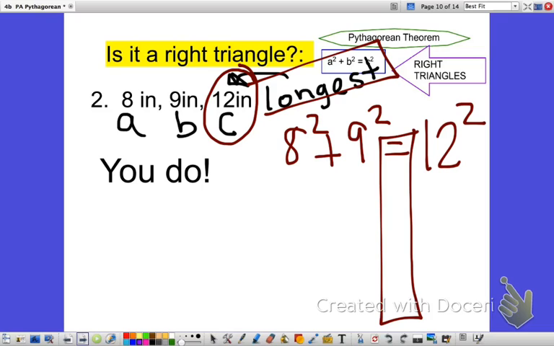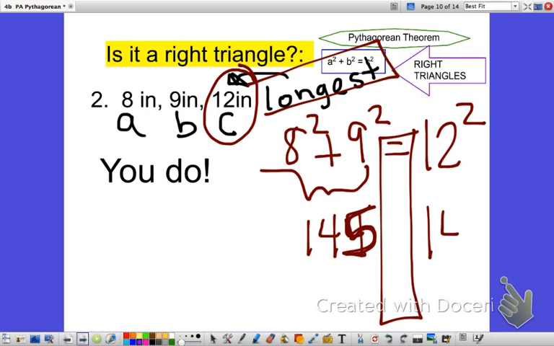Now typing in the calculator 8 squared plus 9 squared all at the same time, we get 145. And 12 squared is 144. So these two would be not equal, and no, this is not a right triangle.